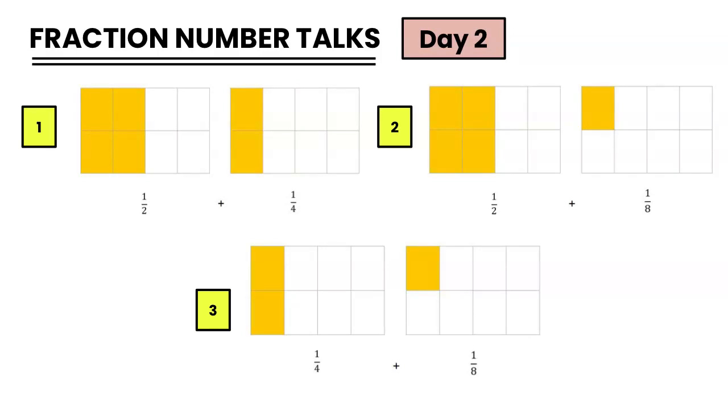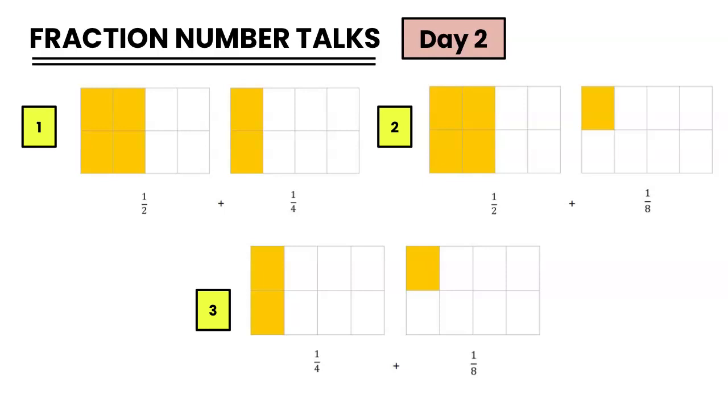On day 2 of fraction number talks, this will be much of the same, except this time we'll be involving eighths. And so you'll see that we'll actually be starting with the same problem that we ended day 1 on, 1/2 plus 1/4, but this time we have our models broken up into eighths. And so this one actually represents 4 over 8, and this one represents 2 over 8. When I move the 2 over with the 4, I get 6 out of 8. And if I think of it in terms of fourths, then I've got 3 out of 4. And students can visualize that in order to get their answer.